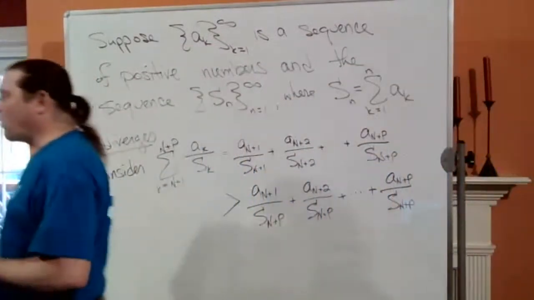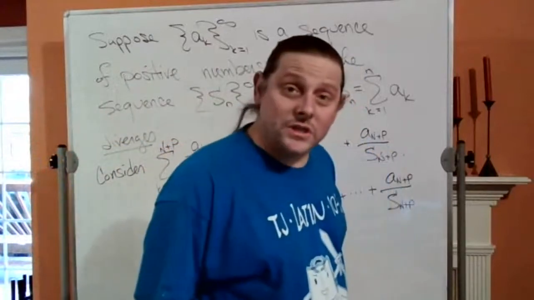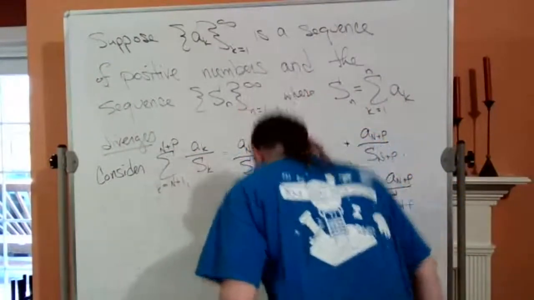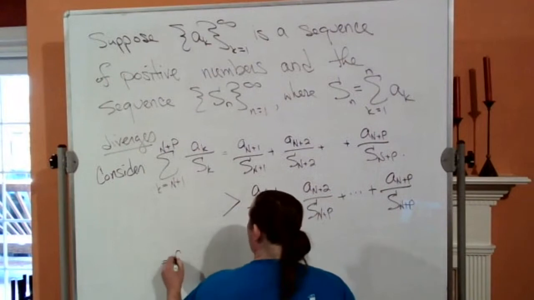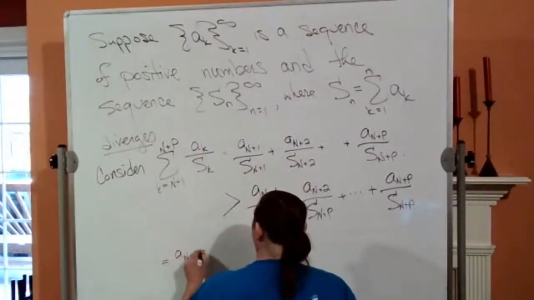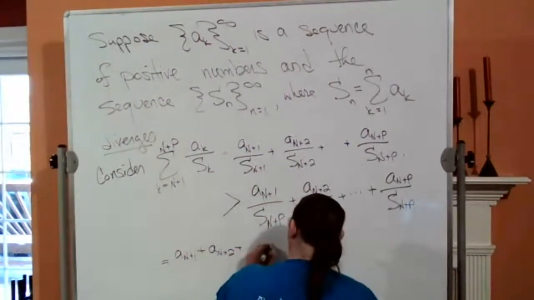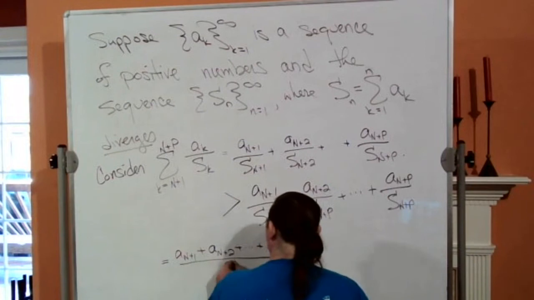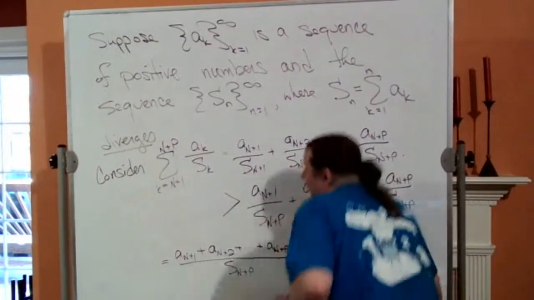Now, here they all have the same denominator. So that means that I can just add the numerators up. All right, and so I'll get an plus 1 plus an plus 2 plus all the way up to an plus p, all divided by Sn plus p.